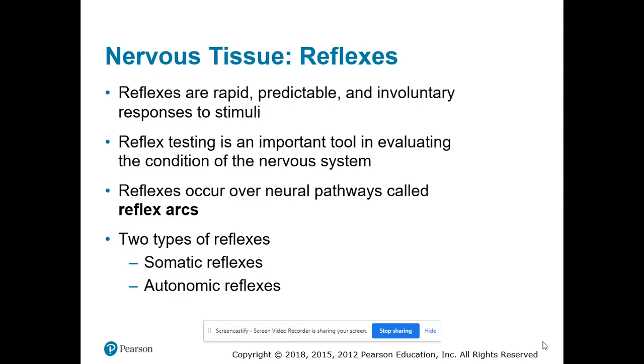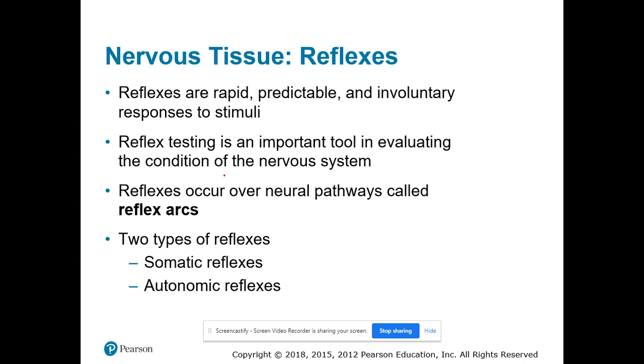So, for reflexes, what are they? They are rapid, predictable, and involuntary responses to stimuli. So, again, they happen pretty quick. You can actually test your reflexes. And again, they are very involuntary, such as flinching, or if you go to the doctor, they hit you in your knee to see if your reflexes are working.